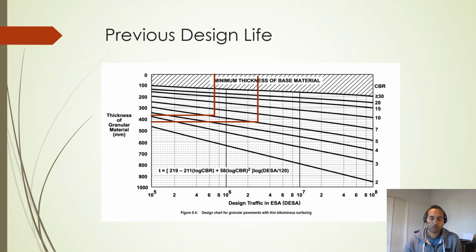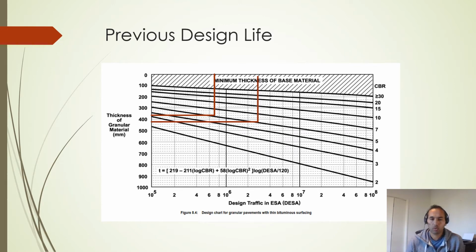Going into Austroads Part 2, figure 8.4, we can see that depending on what methodology you use, if you include the thickness of the asphalt in the overall thickness, or if you choose not to. If you choose to include the asphalt thickness in the overall pavement thickness, then you've probably got a pavement that could withstand 3 by 10 to the 6 ESA. You work horizontally across the thickness of granular material, and you work up from the CBR line, and you get 3 by 10 to the 6.